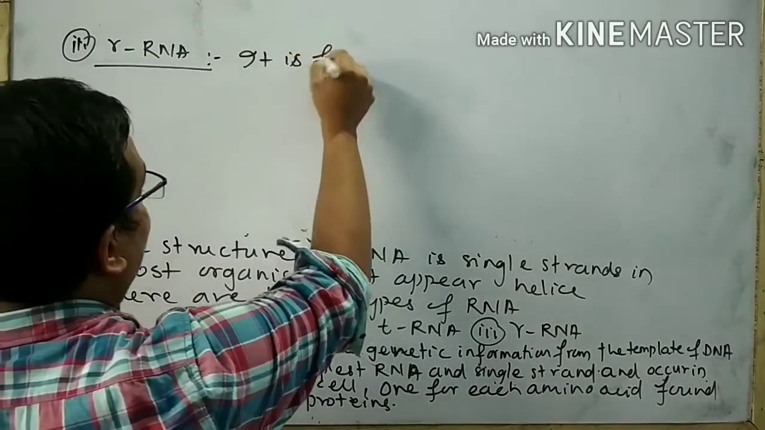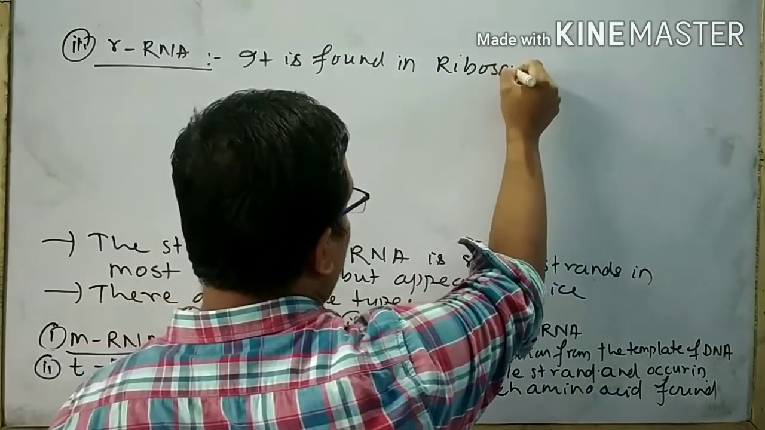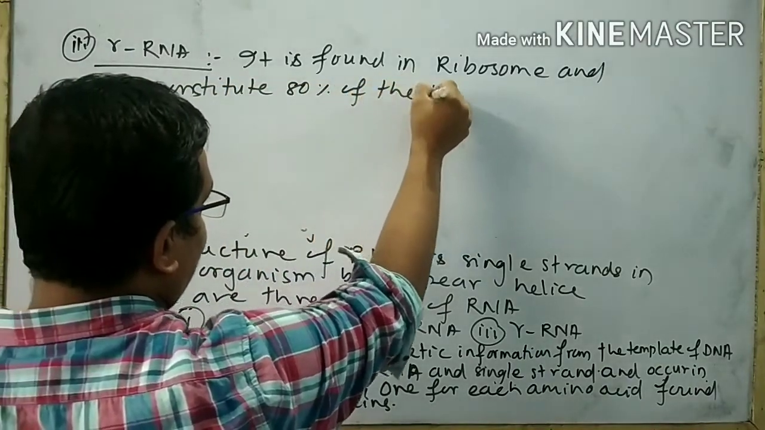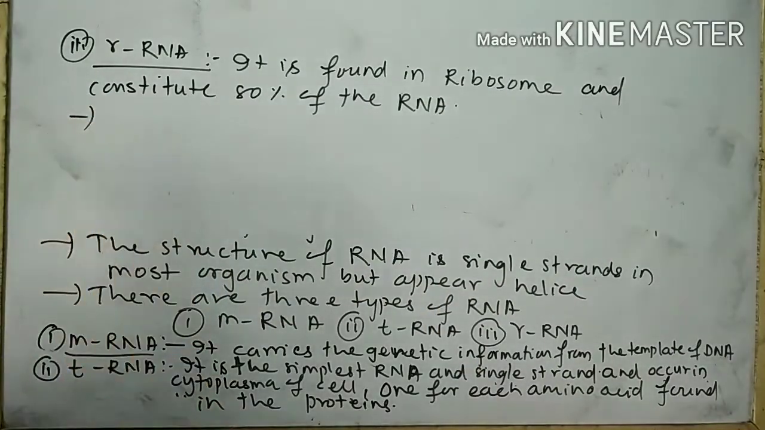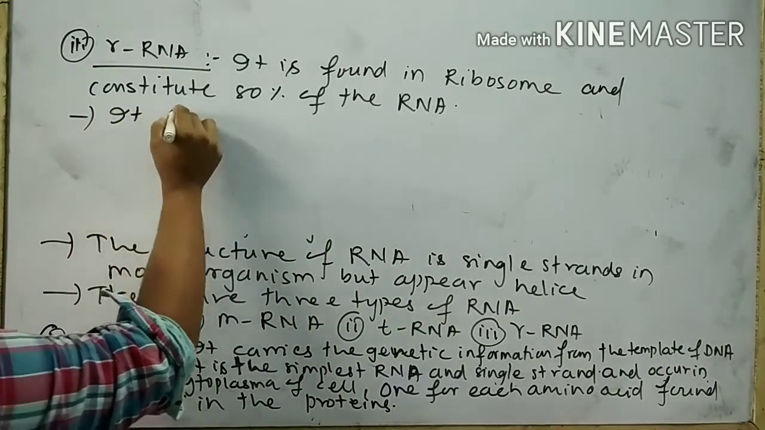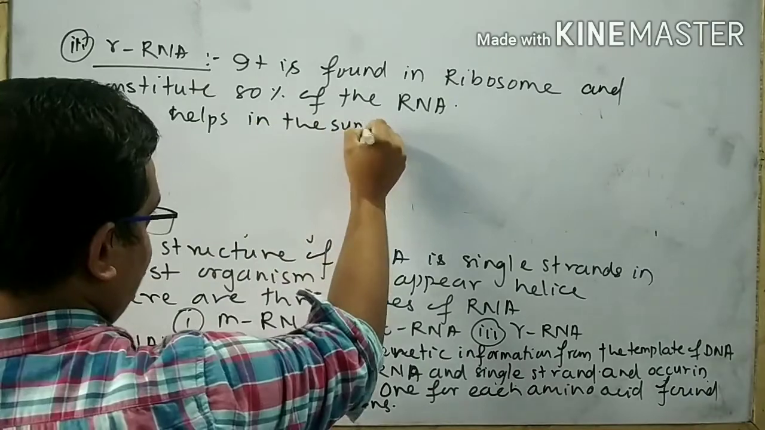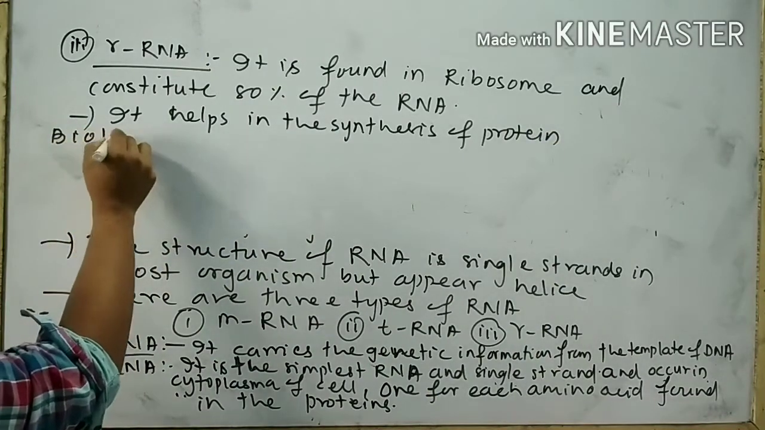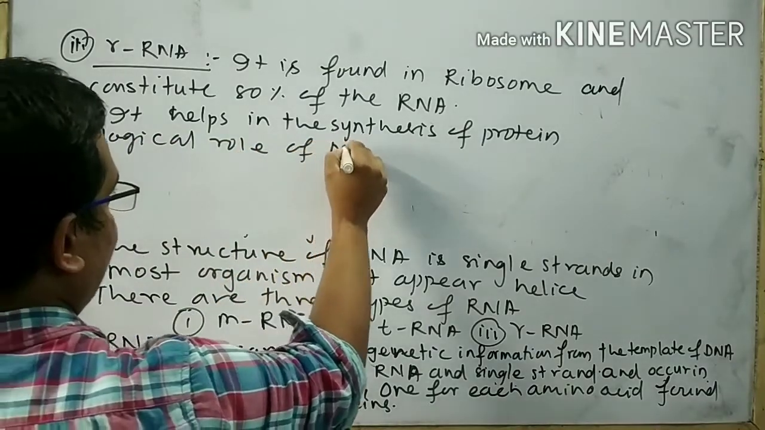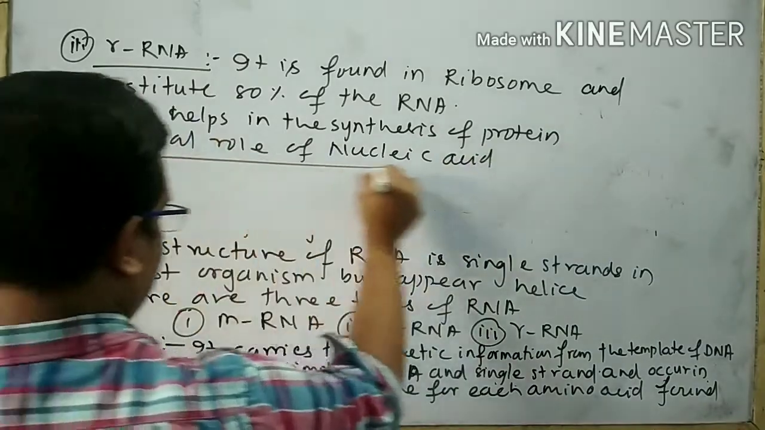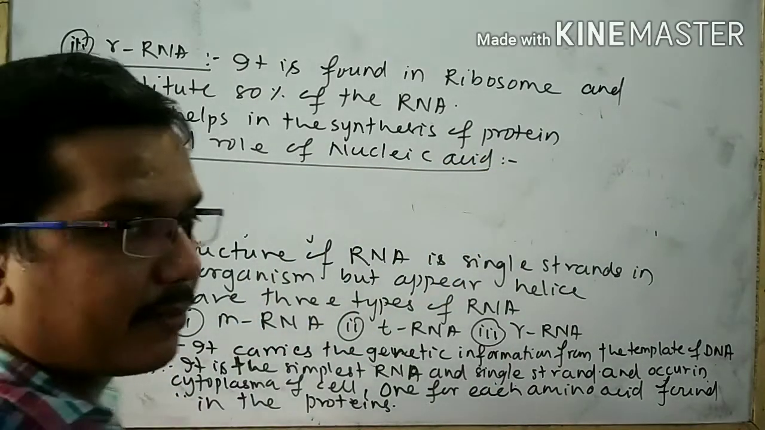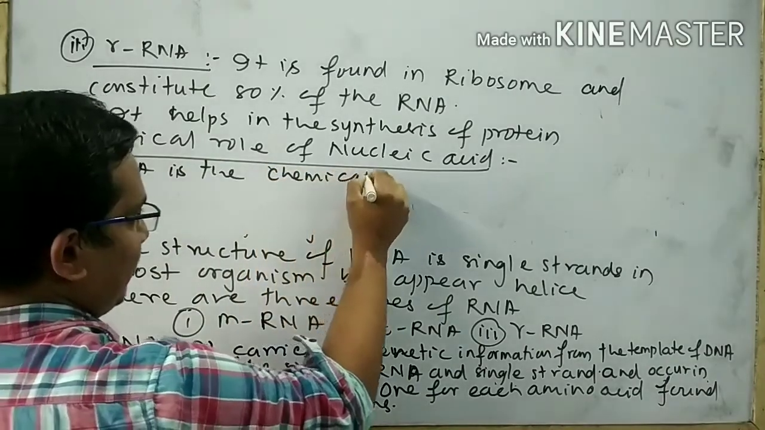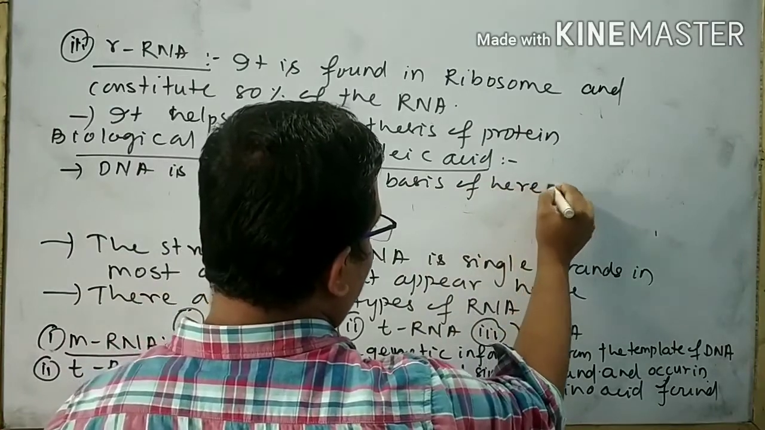It is found in ribosome and constitutes 80% of the RNA. rRNA helps in the synthesis of protein, so we can write it helps in the synthesis of protein. Next I will discuss about the biological role of nucleic acid. First point is your DNA is the chemical basis of the heredity. So you can write DNA is the chemical basis of heredity.